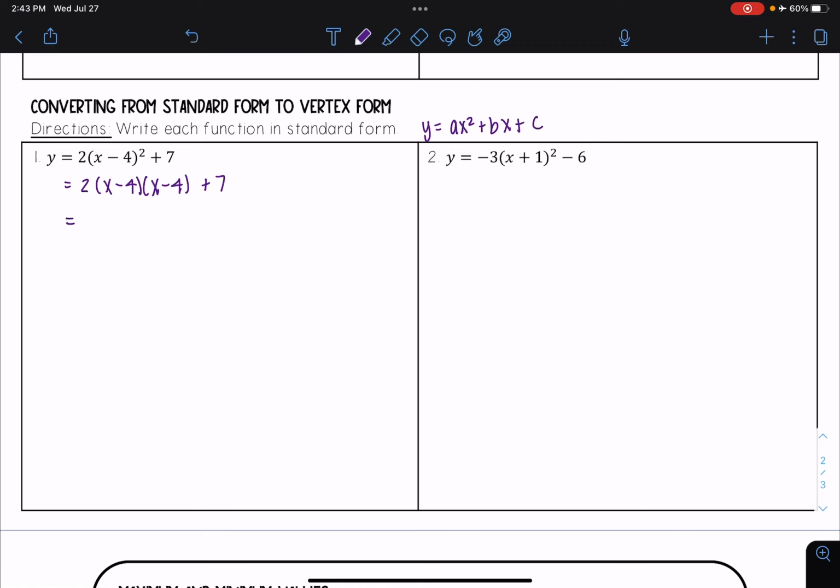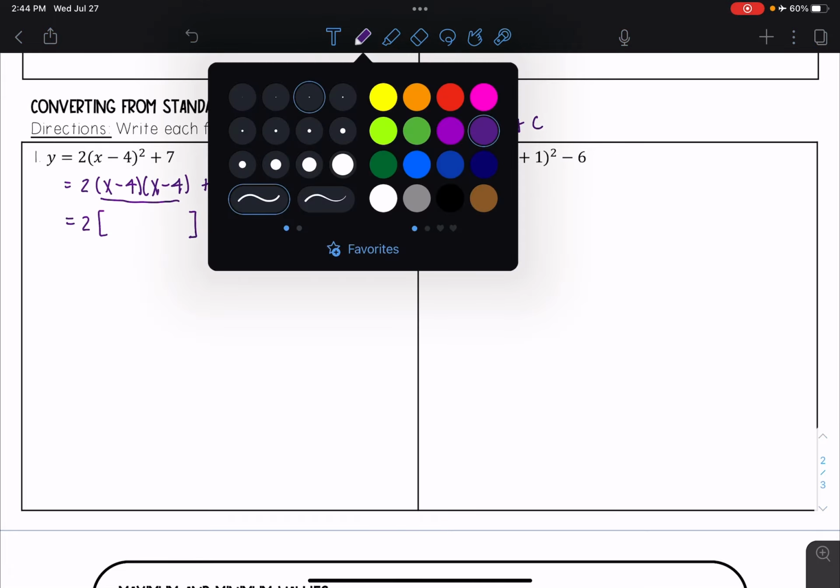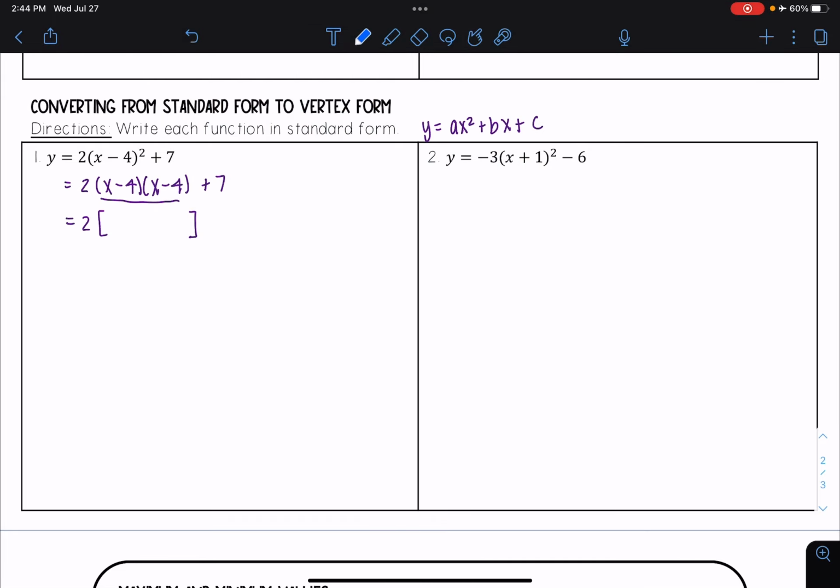And now there's a couple of different ways you can do it. You could go ahead and multiply this 2 into this x minus 4 first, and then distribute the 2. I'm going to go ahead and actually multiply these two parentheses first, and then for the next problem, I'll do it the other way. So if I'm going to multiply the two parentheses first, I'm going to have this 2 out in front. I'm going to put my product in here. So when I do that, I'm going to do something called double distribution.